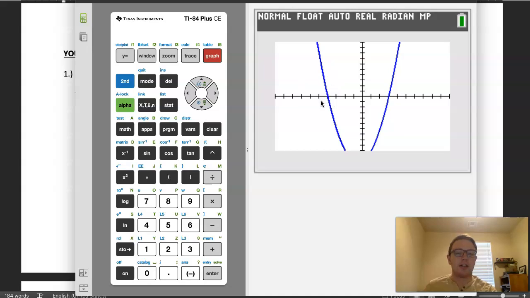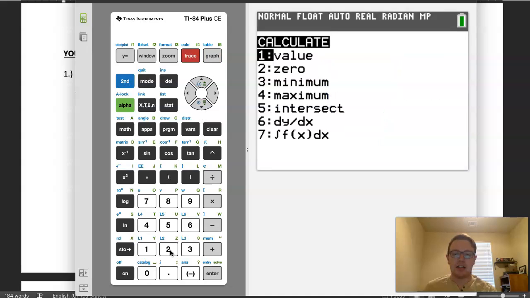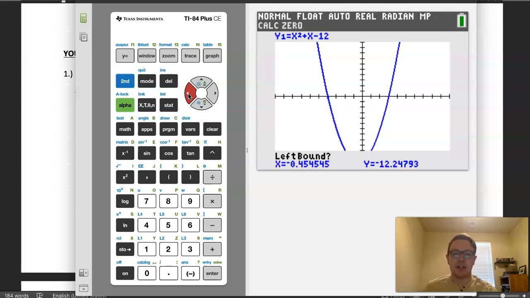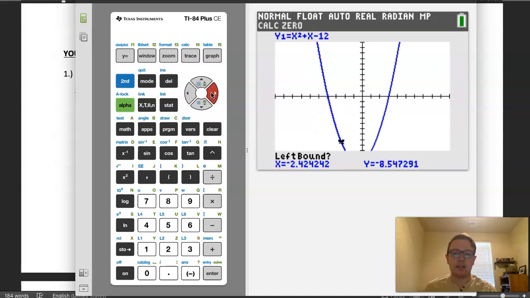It looks like our zeros are at minus 4 and positive 3. Well, let's double check that. We're going to hit that second calc. We're going to hit 2 to find the zeros, and we're going to put in a left bound to the left of our answer, a right bound to the right of our answer, and we're going to hit our guess. That tells us one of our zeros is minus 4. Let's check the other one. Again, we're looking for a left bound, so let's get close to 3 here. That seems pretty close.